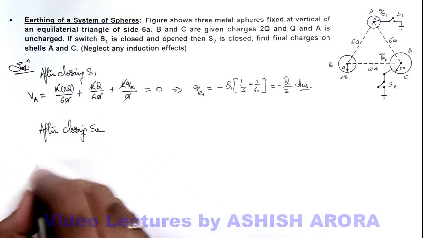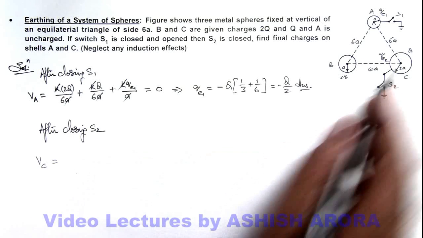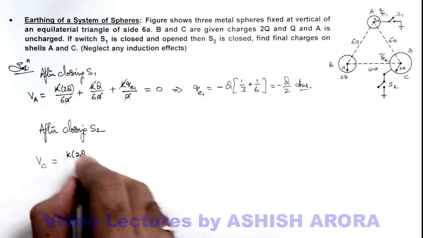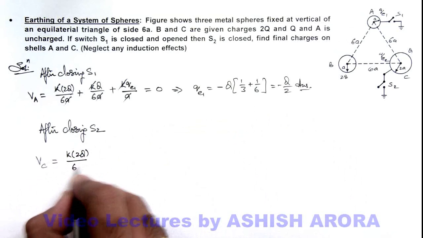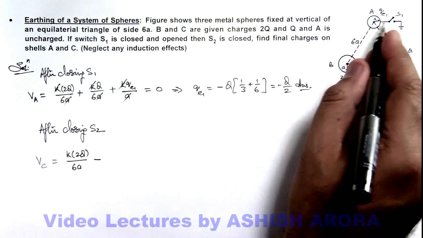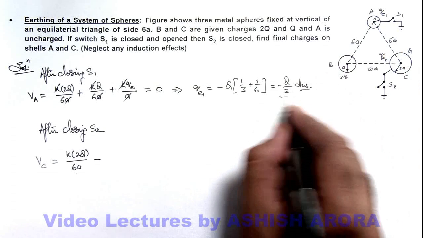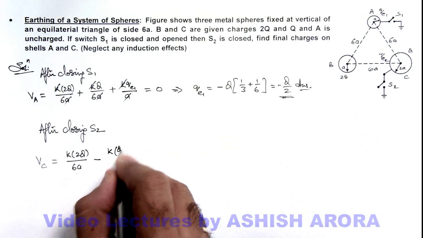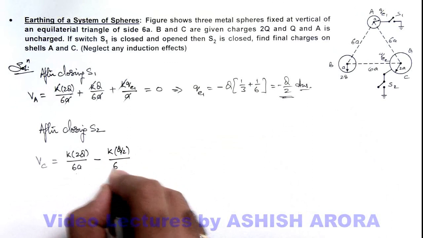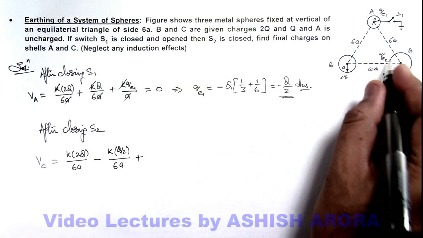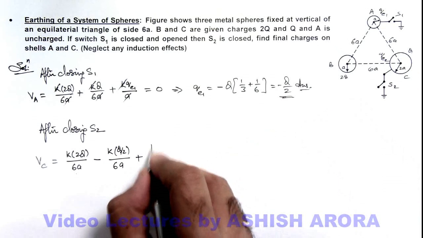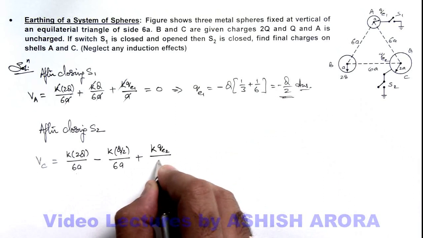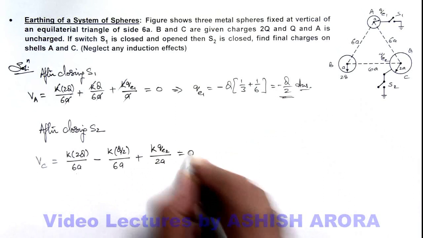S2, we use potential of shell C as, due to B, potential will be K2Q by 6A, minus due to the charge of A, which is minus Q by 2, the potential of shell C will be KQ by 2 by 6A, plus due to its own charge, which is modified by earth, it is KQE2 divided by 2A, and this should be equal to 0.